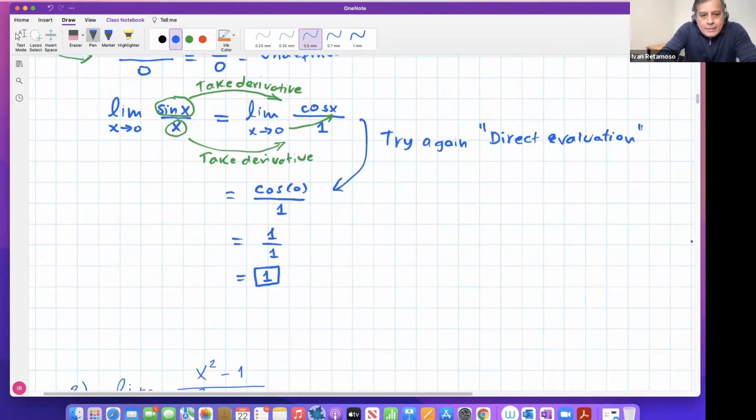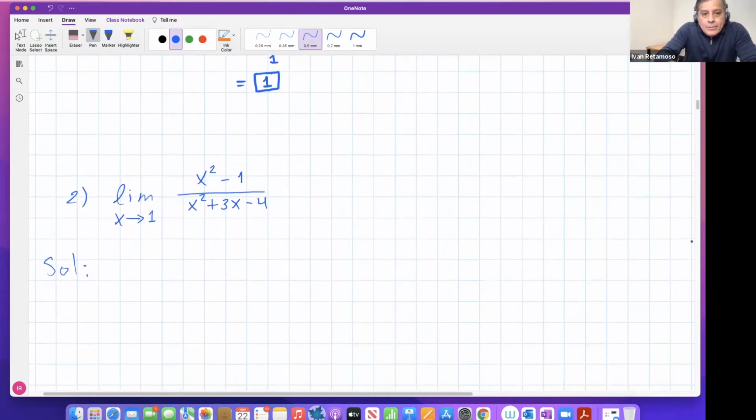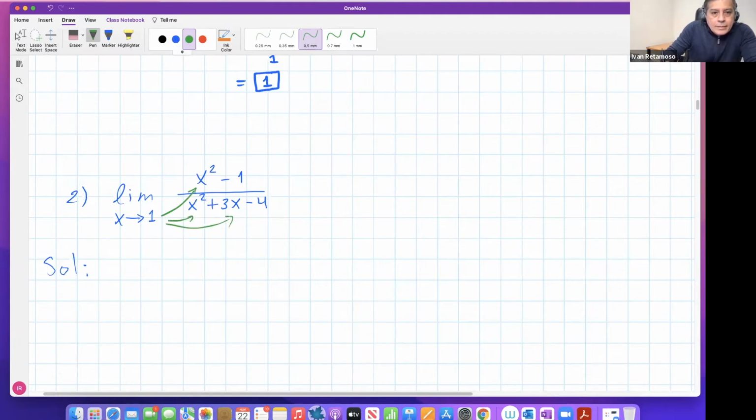Let's go ahead with a second example, and then eventually I will ask you to do something on your own. Example 2. Suppose they ask you to take the limit as x approaches 1 of this function, x squared minus 1 divided by x squared plus 3x minus 4. All right, again, if we attempt direct evaluation, you are gonna get the following, right?